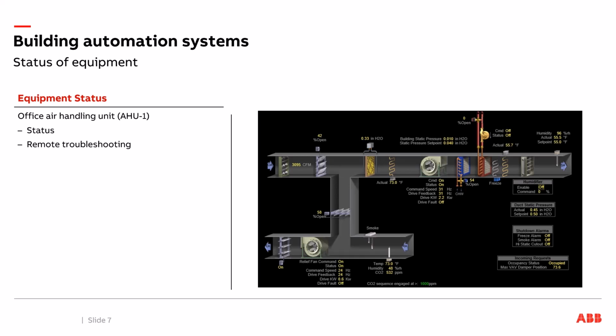I can take a look at my chilled water and hot water coils. I can see all my alarms are off, so I don't have any freeze-stat, smoke, or high static issues going on right now. I can see my duct static pressure set point and what I'm actually maintaining at this very moment. So there's an incredible amount of information here. And again, this is excellent for remote troubleshooting.